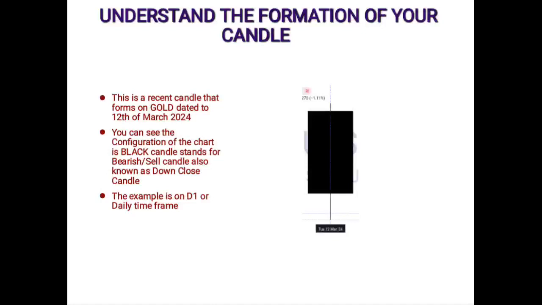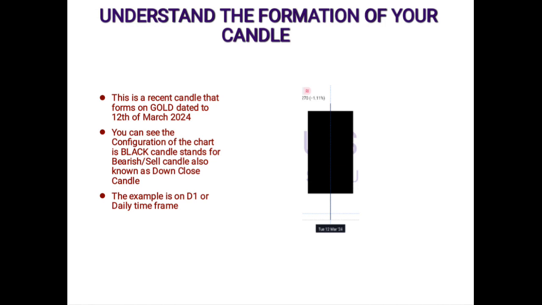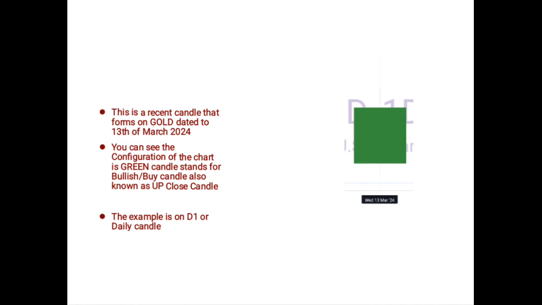You can see the configuration of the chart is a black candle. It means the black candle here stands for a sell candle, and the example is on D1 or a daily time frame, because that is what we are using. Now, what does it look like? This is the green candle. The configuration of the green candle means anywhere you see a green candle is a buy candle. Also on D1.